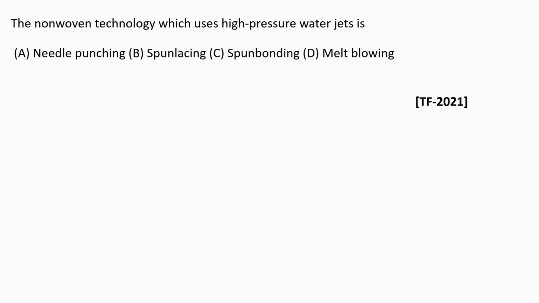This question says that the non-woven technology which uses high pressure water jets is option A, needle punching, option B, spun lacing, option C, spun bonding, option D, melt blowing. So if you have read about what these processes are, these water jets are used in spun lacing process. Option B is the right answer.